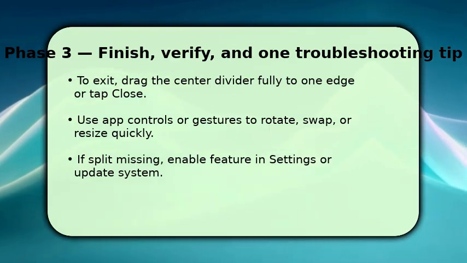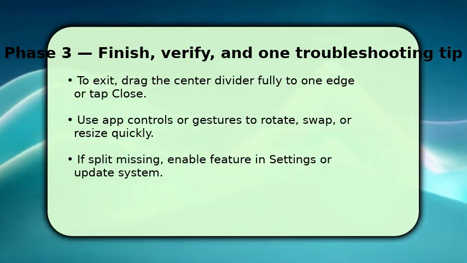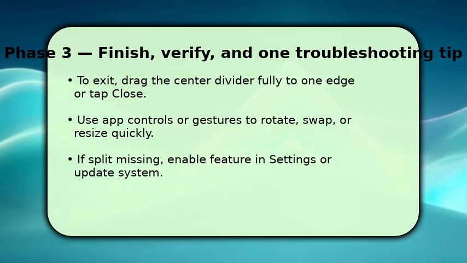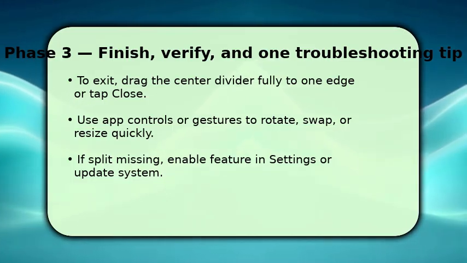If split screen does not appear, make sure split screen is enabled in settings, sometimes under Smart Sidebar, Multi-Window, or Gestures, and confirm both apps support multi-window. If problems persist, restart the phone or install system updates.